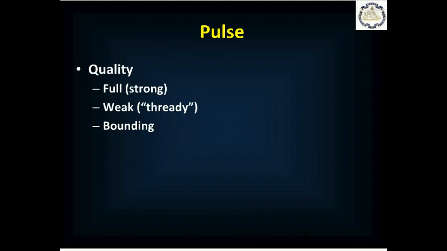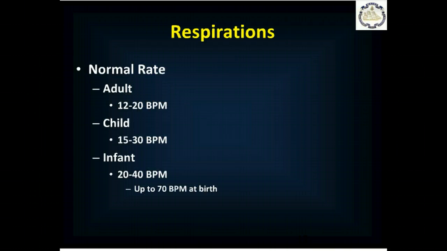And all of those things mean different things in terms of the patient's physiologic responses to whatever's going on in the body. We record respirations just as we did with pulse and breaths per minute. Normal rate for an adult is 12 to 20 breaths per minute. The normal rate for a child is 15 to 30 breaths per minute, and an infant 20 to 40 breaths per minute, and up to 70 breaths per minute right at birth.